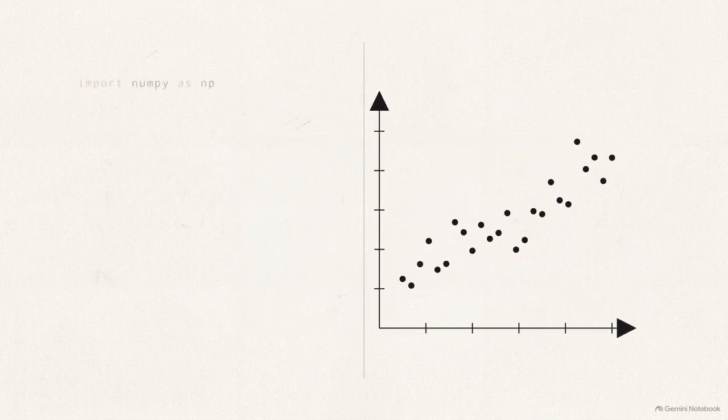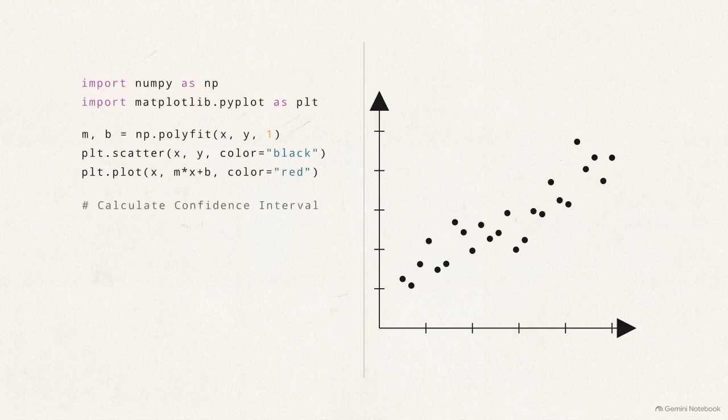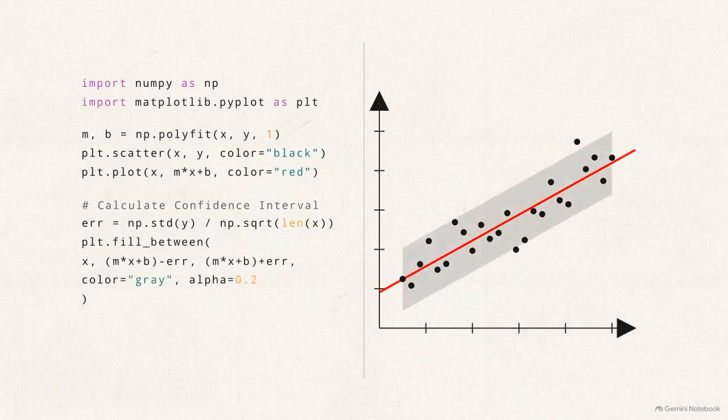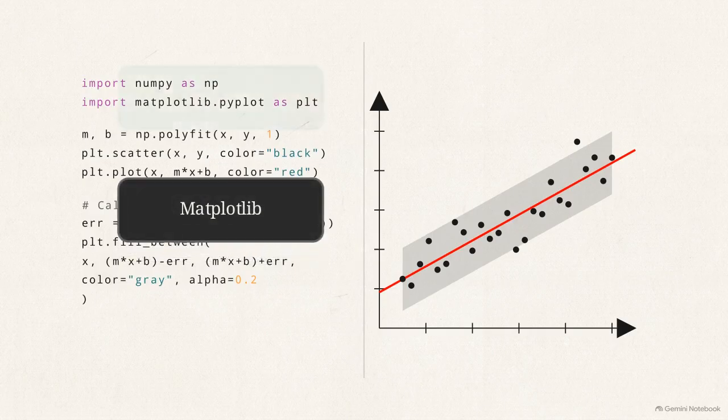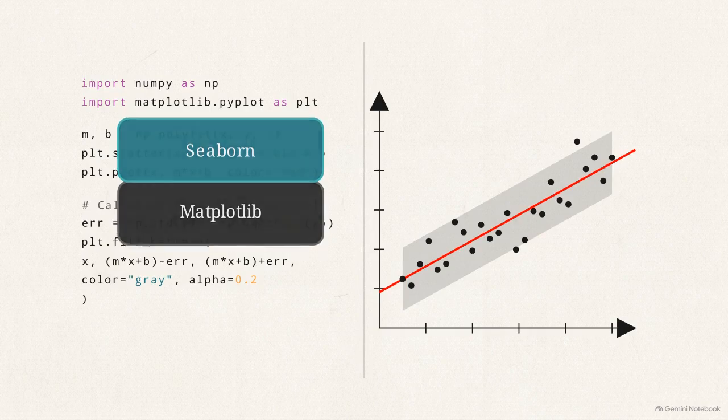This split-screen diagram compares the execution methods. On the left side, you see the sprawling boilerplate code required in pure Matplotlib just to add a linear regression trend line and a shaded confidence interval. On the right, we see the resulting scatter plot. This is the exact problem Seaborn was created to solve.